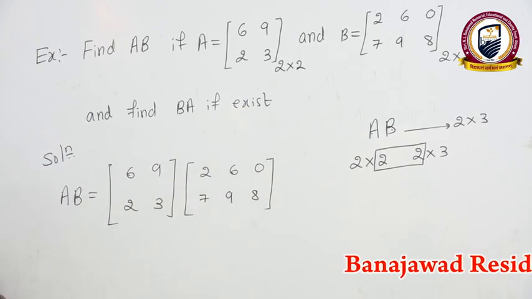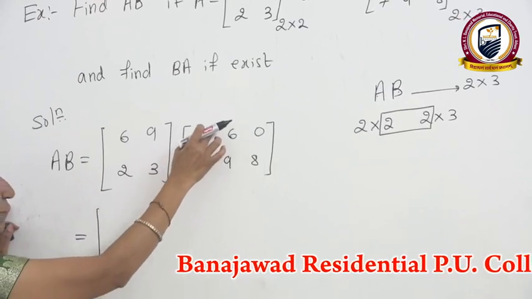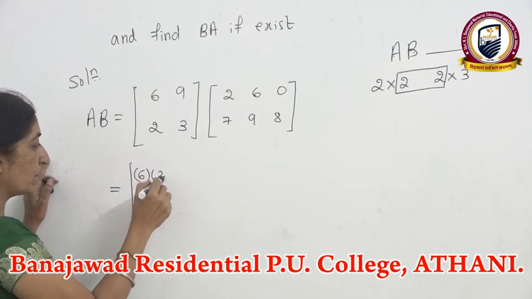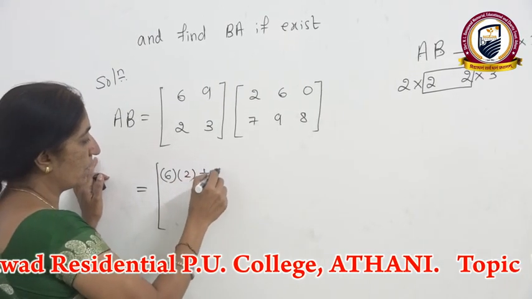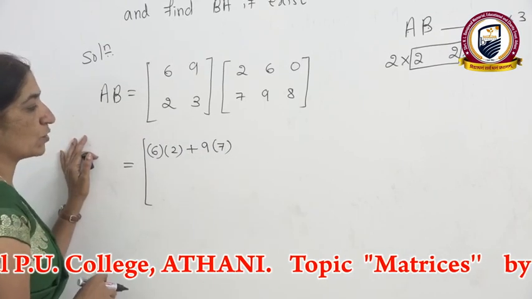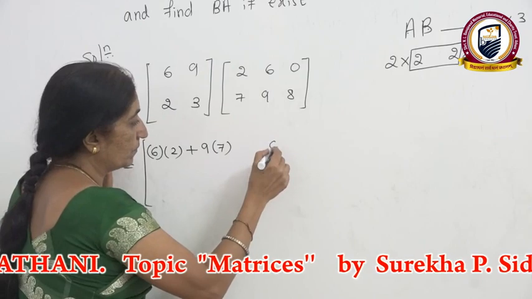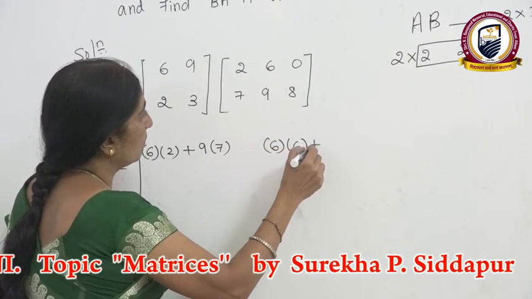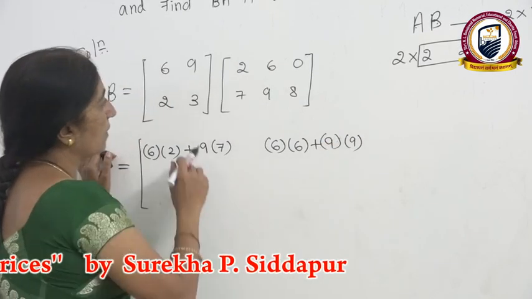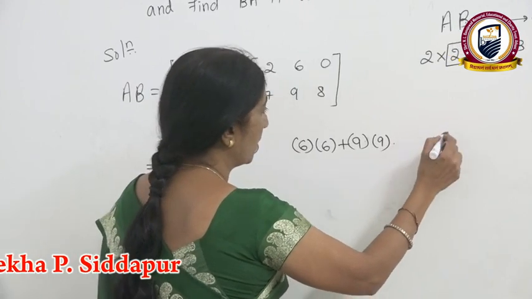Now multiply as I explained in the previous example, first row with first column. In that, corresponding elements, 6 into 2 plus 9 into 7. This completes first row with first column. Leave some place, first row with second column, plus 9 into 9. Then first row with third column. Here in the middle we have to leave some place.